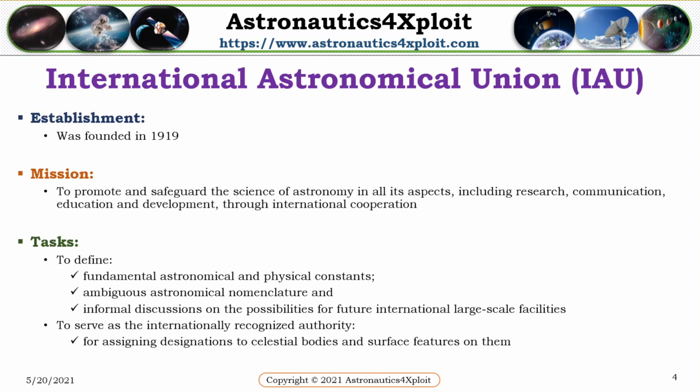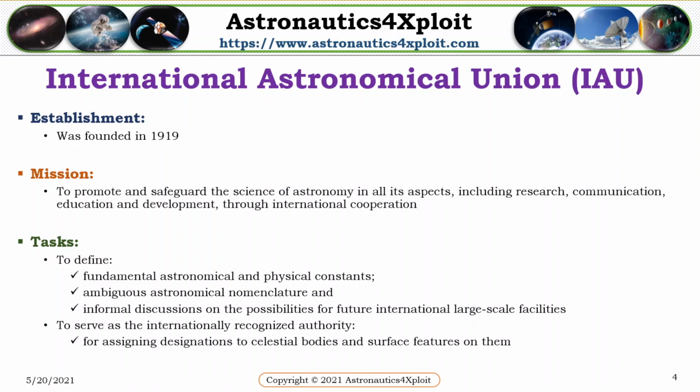International Astronomical Union was established in 1919. Its mission was to promote and safeguard the science of astronomy in all its aspects, including research, communication, education, and development through international cooperation.